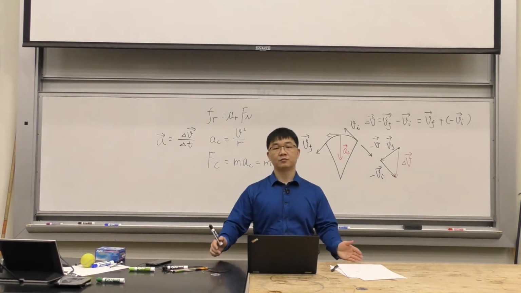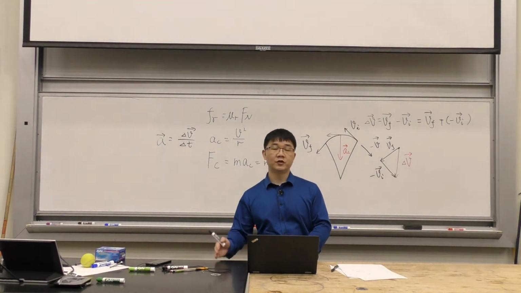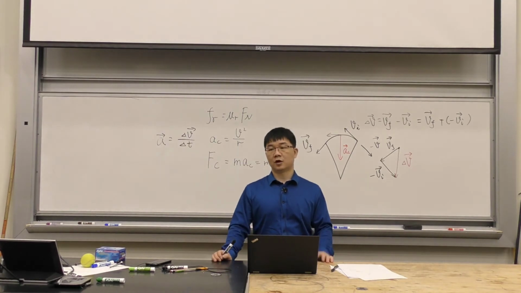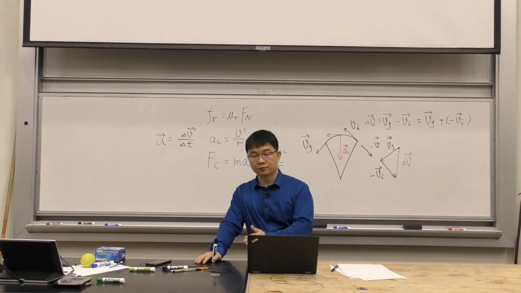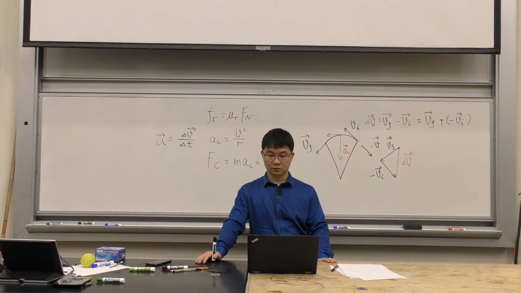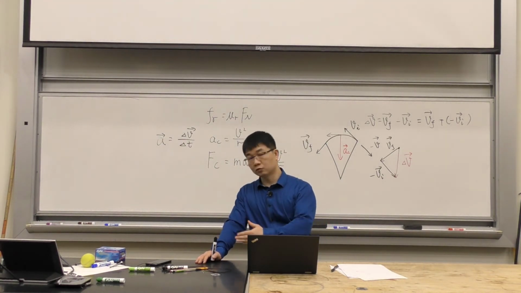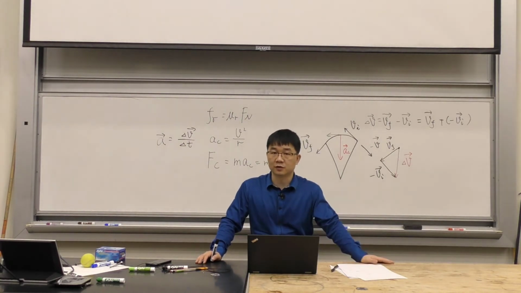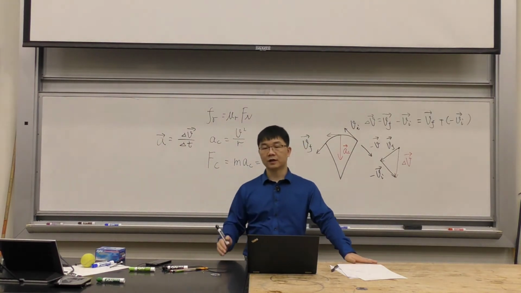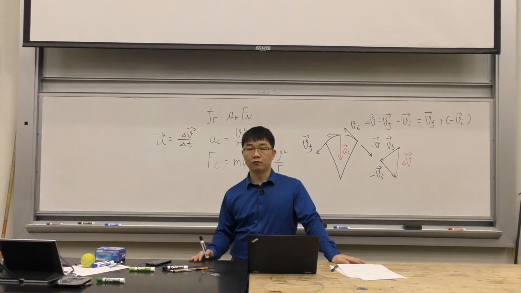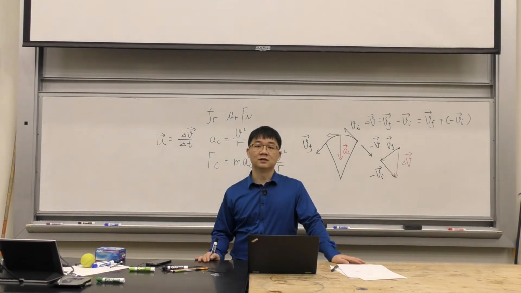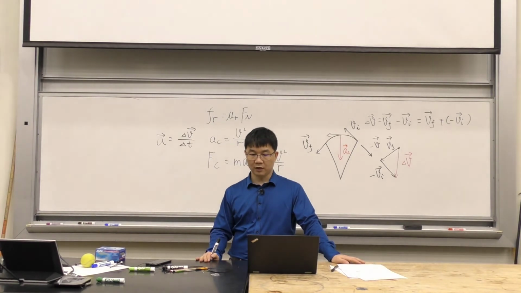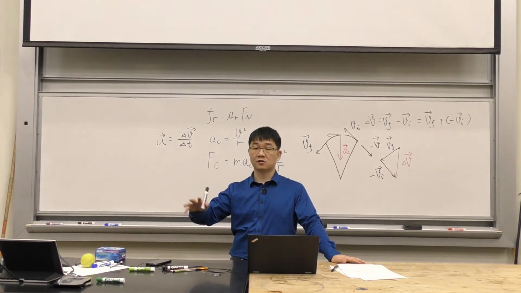For example, if something's moving on a surface, the friction can stop it. So I would say, in this case, the friction is the stopping force, right? Or if something runs into a wall, and the normal force from the wall can stop this object, I would say, in this case, the normal force from the wall is the stopping force. So any force can be a stopping force.